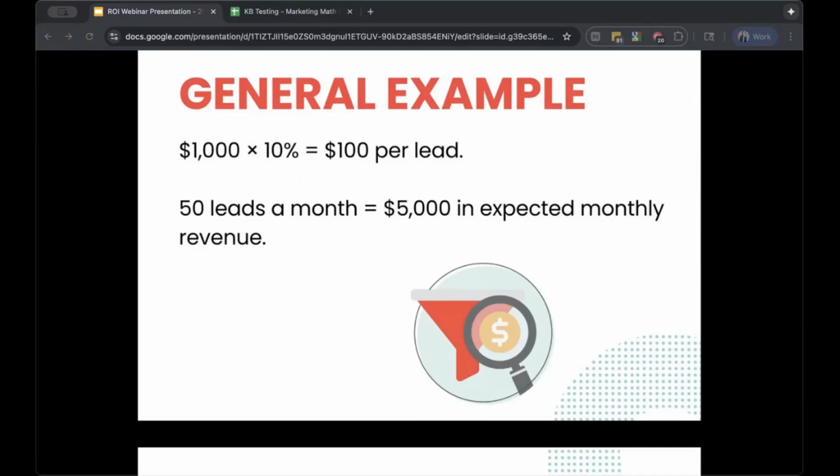So now you can tell leadership and key stakeholders that your marketing efforts generated $5,000 in pipeline value this month. And that's language that they can understand. And you can start to see how important it is that you have this data and you can start to communicate it that way.